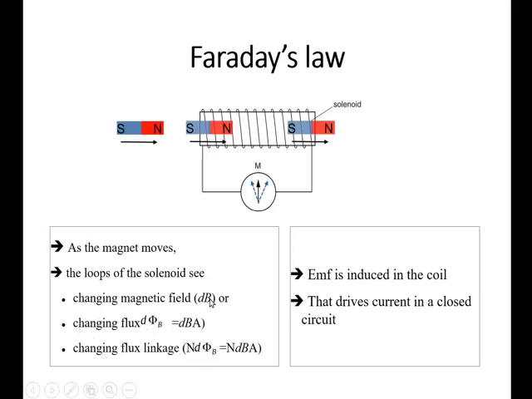So a change in magnetic field, or a change in the flux, or a change in the linkage leads to the production of an EMF in the coil, which can then be read by the meter. The EMF drives current, so the meter can be a voltmeter that will measure the EMF, or it can be an ammeter that will measure the current that is flowing through the coil.